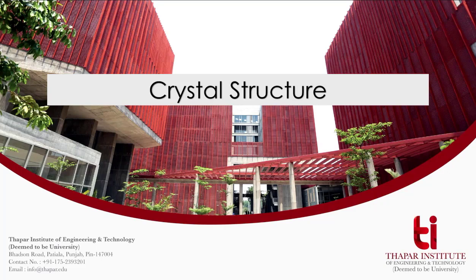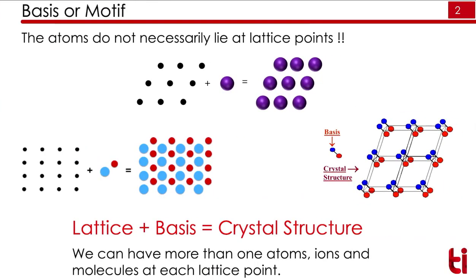Hello students, welcome. Now we will see different crystal structures. Before that we will see what is basis and what is the lattice point. Basis is the number of atoms attached to lattice points. In the last lecture we have seen that lattice points are imaginary points that have been used to define the crystal structure or to define the lattice, right?